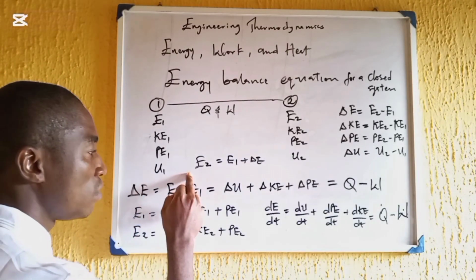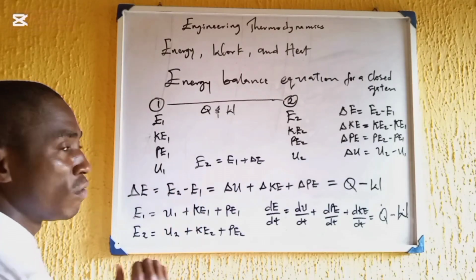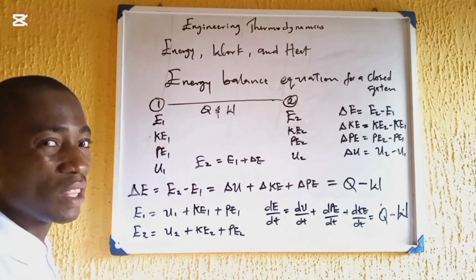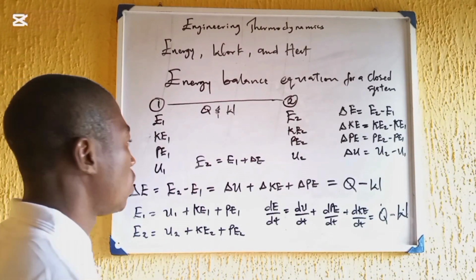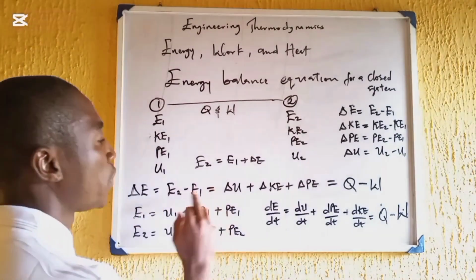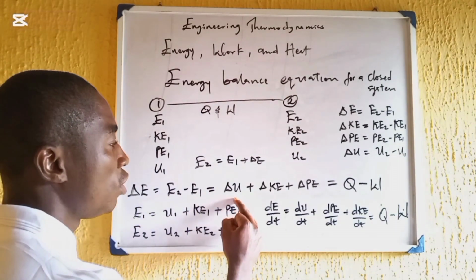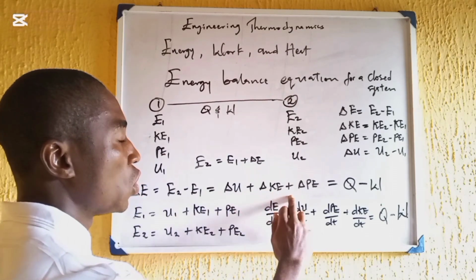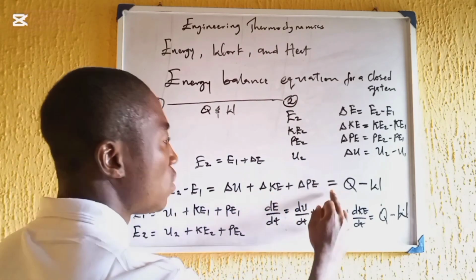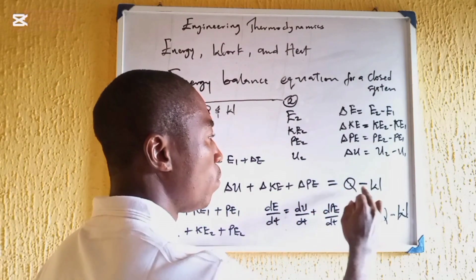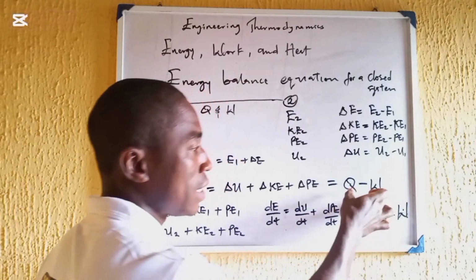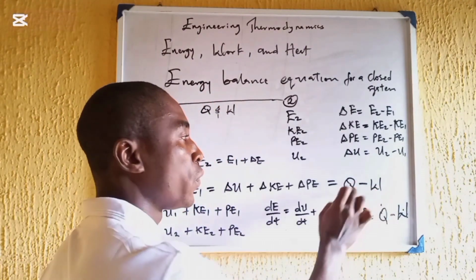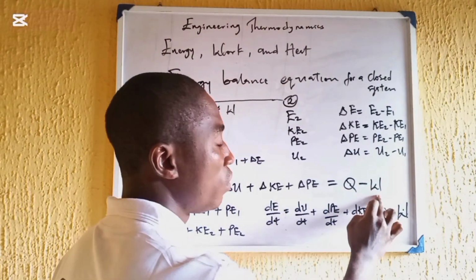Change in E is the change in the total energy of the system. It will be positive if the energy of the system increased, but negative if the energy of the system decreased. So this is equal to change in U, that's internal energy, plus change in KE, plus change in PE. And this is also equal to Q minus W, because these are the means of energy transfer. So we have Q and we have W.